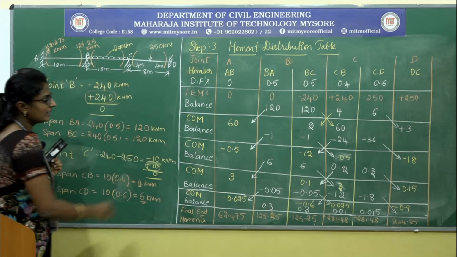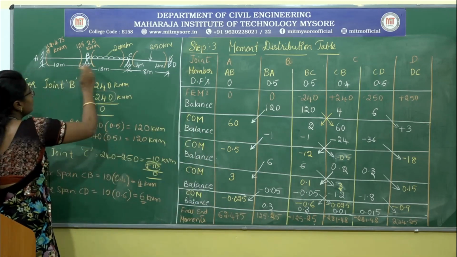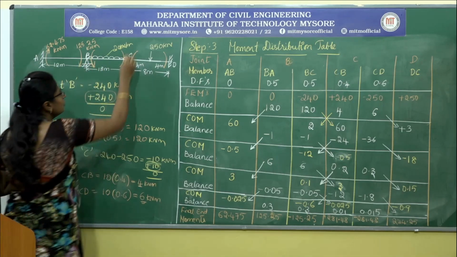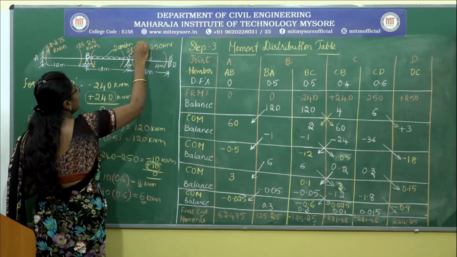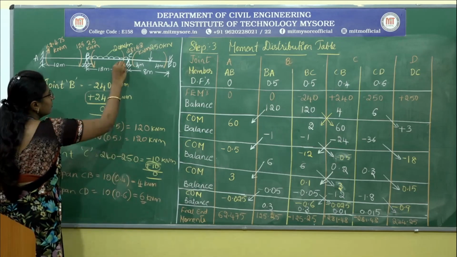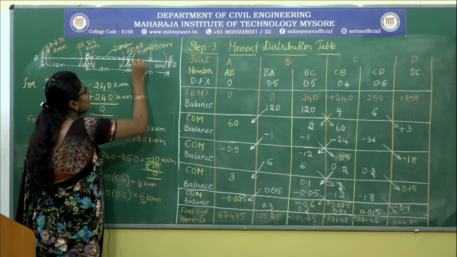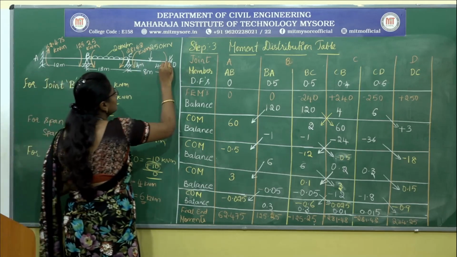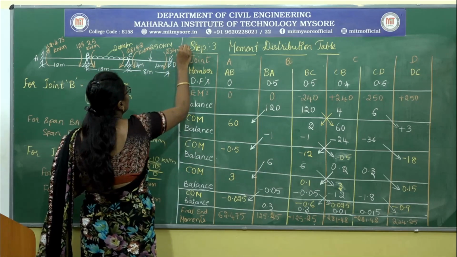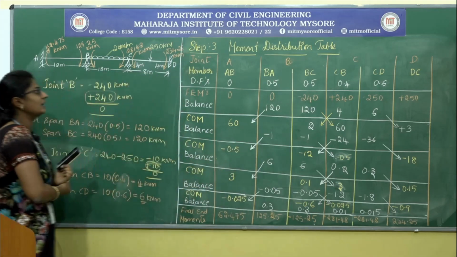For span BC, it is negative. Since it is equal and opposite, then CB, it is 281.48 kilonewton meter. It is acting in the clockwise direction. Again CD minus 281.48 in the anti-clockwise direction, and finally 234.25 kilonewton meter acting in the clockwise direction.